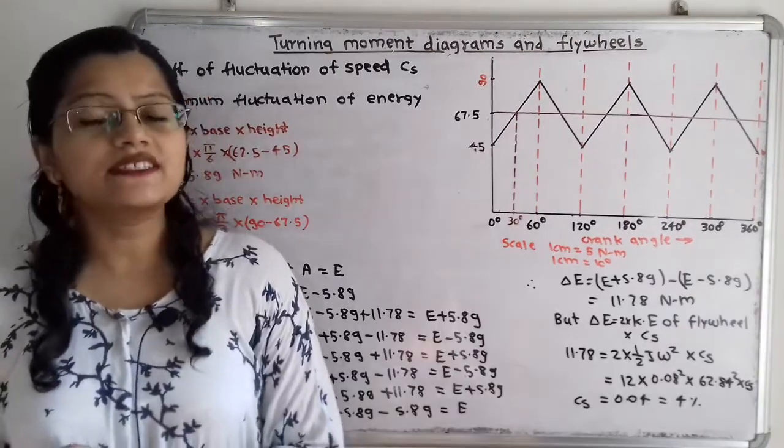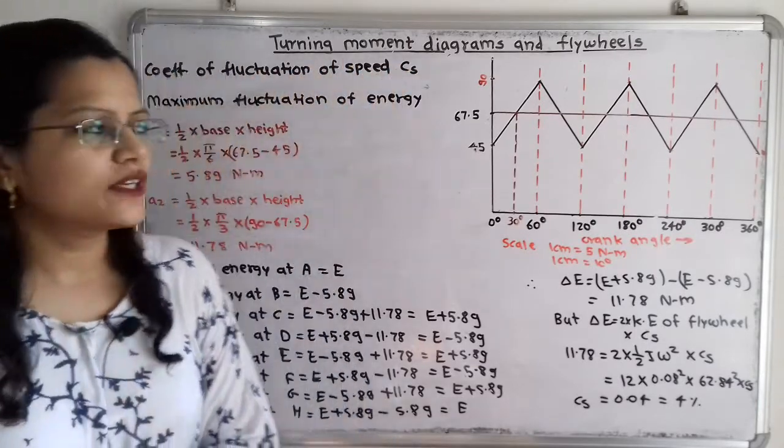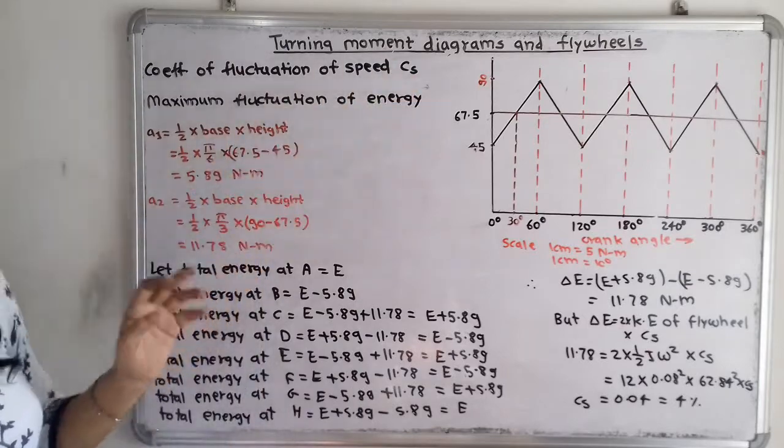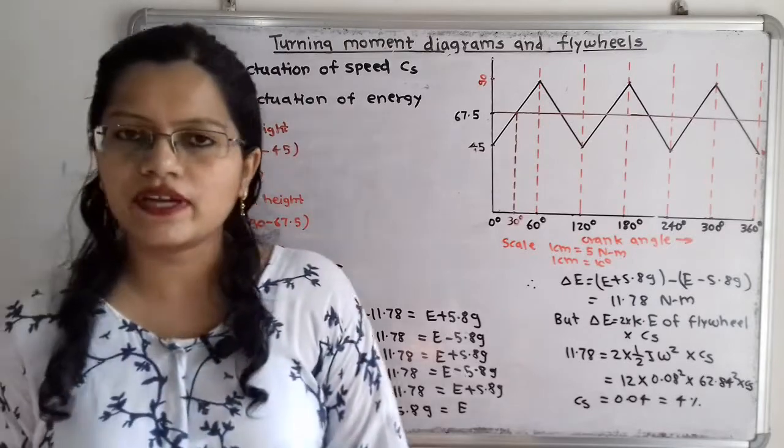Now we will move to the second question, that is coefficient of fluctuation of speed. Its notation is C_s. So for that we will first calculate the maximum fluctuation of energy.